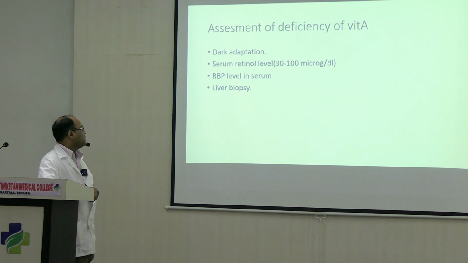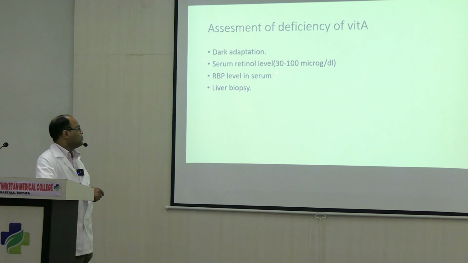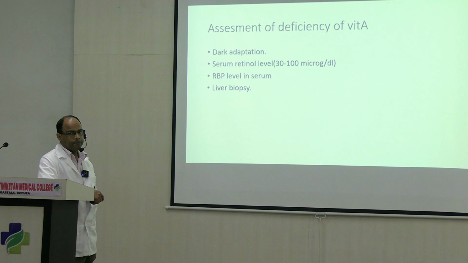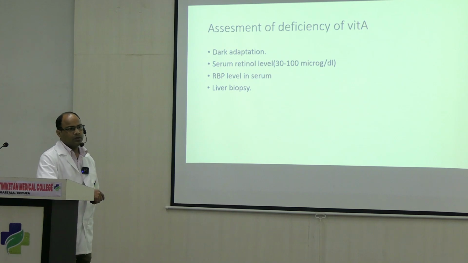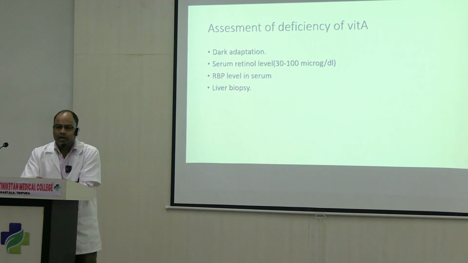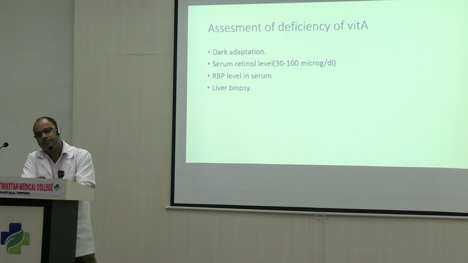Next one is serum retinol level. Normal level is 30 to 100 micrograms per deciliter. In the laboratory you can estimate this. Next is RBP level, retinol binding protein level in serum. The level can decrease. And next one is liver biopsy. Because, as I told earlier, 90 to 95% of vitamin A is stored in the liver. So when there is a deficient condition, in liver biopsy you can see a very small amount of vitamin A in the liver.